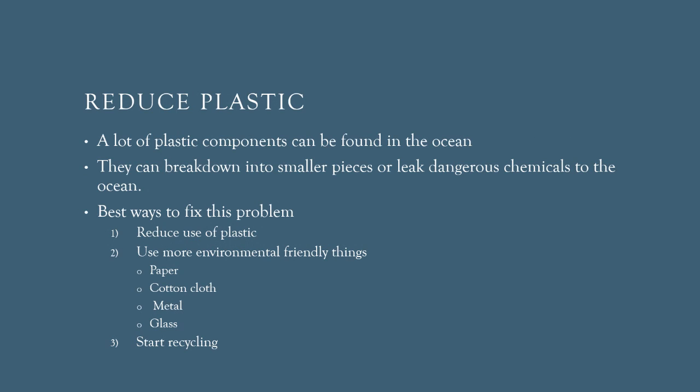Also, reduce plastic. A lot of plastic components can be found in the ocean. They can break down into smaller pieces or leak dangerous chemicals in the ocean. The best ways to fix this problem are to reduce the use of plastic, use more environmentally friendly things such as paper, cotton, metal, and glass, and start recycling.